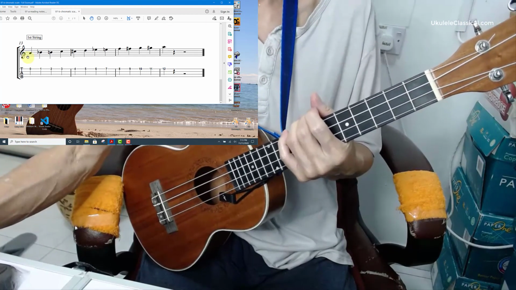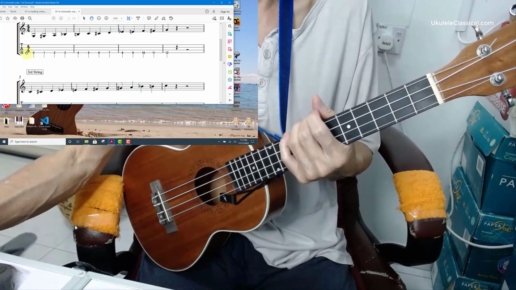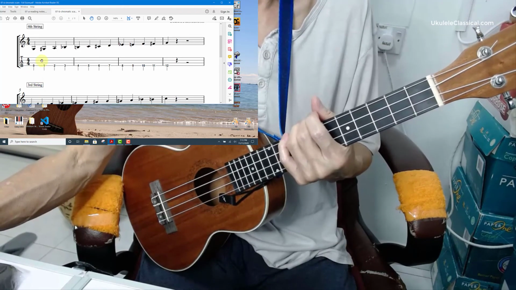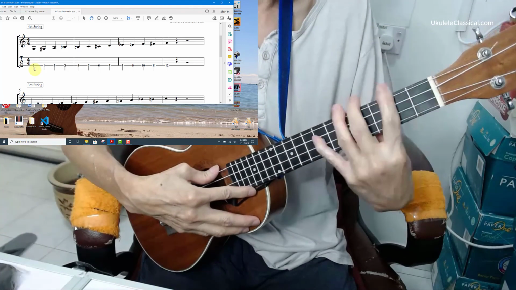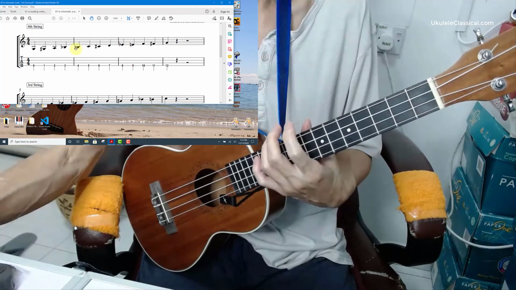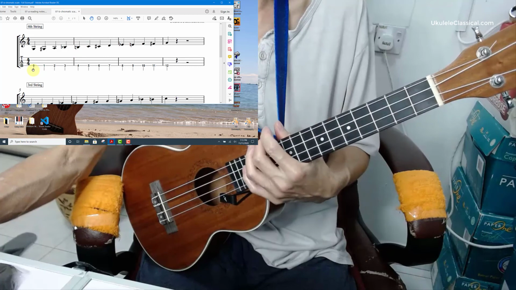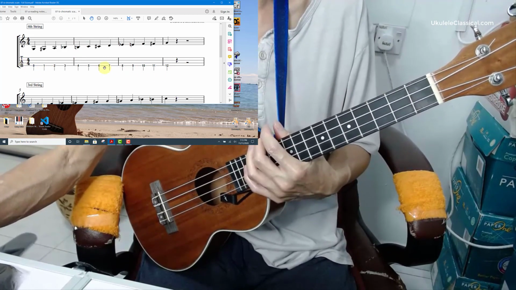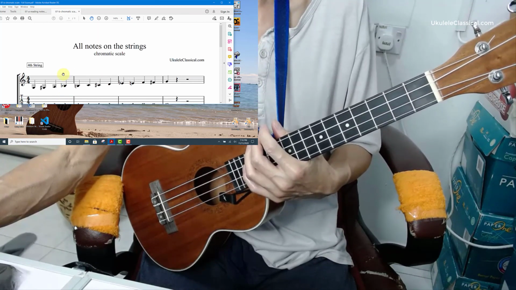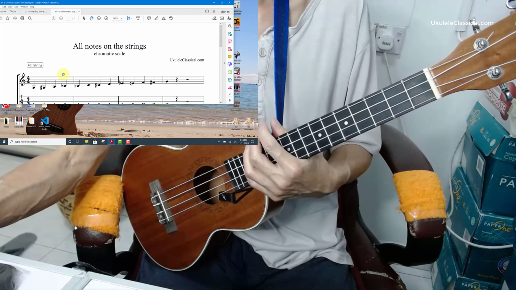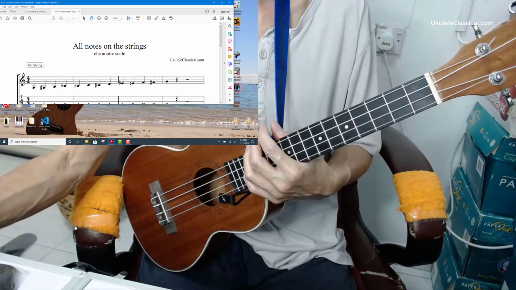Alright, so this is how you read notes and tabs. Most of the time when playing ukulele, you read the tab because the tab has more information than the notes. So the tab will tell you which string and which fret straight away. But the notes you have to interpret where it is on the keyboard. Okay, so that's why the tab is such a useful thing to have for ukulele and guitar as well. So this is the video on all the notes on the tab's chromatic scale.